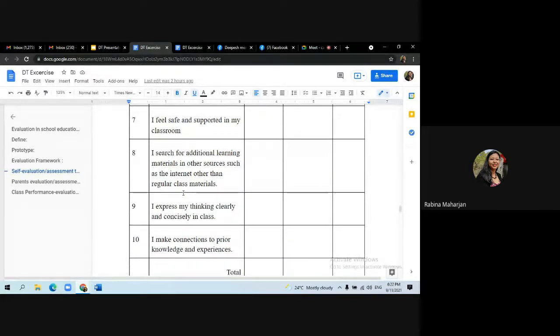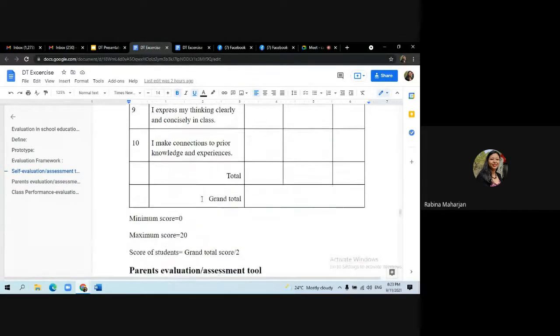Similarly, I search for additional learning material in other sources such as internet other than regular class material. I express my thinking clearly and concisely in classroom. So this way they will read this statement and reflect themselves and give the marks themselves. And they will realize that I'm very bad on this. I never do this. I should do this like this. So this will help them to improve themselves also.